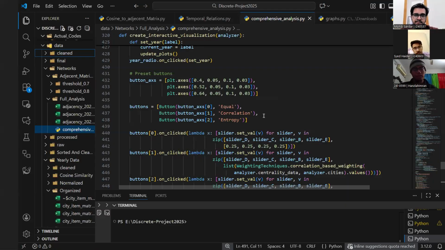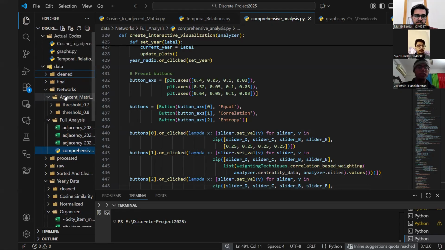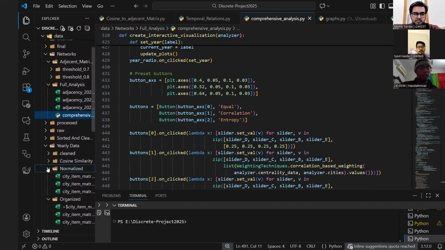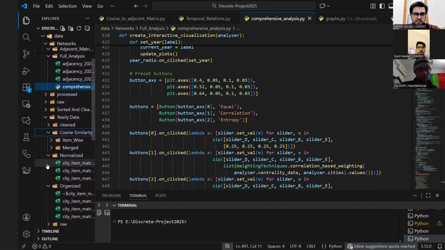Here we are on the code. As I've already mentioned, this code is organized in such a way that it contains the folder for actual code, data, which contains the clean final yearly data, monthly data, and the raw data. If you scroll down, you get the yearly data, which contains the normalized and the cosine similarity. The cosine similarity is then organized into item-wise and merged.